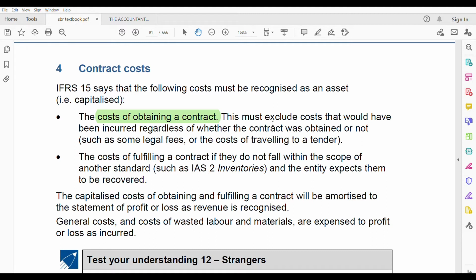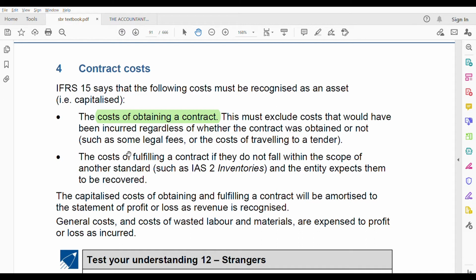For example, legal fees or cost of traveling to a tender. Right? So these legal fees will be there, also the cost of traveling to a tender. See, when you travel to the tender, it does not mean you get the contract, right? You might get the contract, you might not get the contract. So the cost of traveling to a tender, you cannot avoid it. It will be incurred. So you cannot capitalize this cost and say that this is a contract cost. No. It's just an expense. Same for the legal fees. Only those costs which are specifically incurred for you to obtain the contract, only those costs you can capitalize.